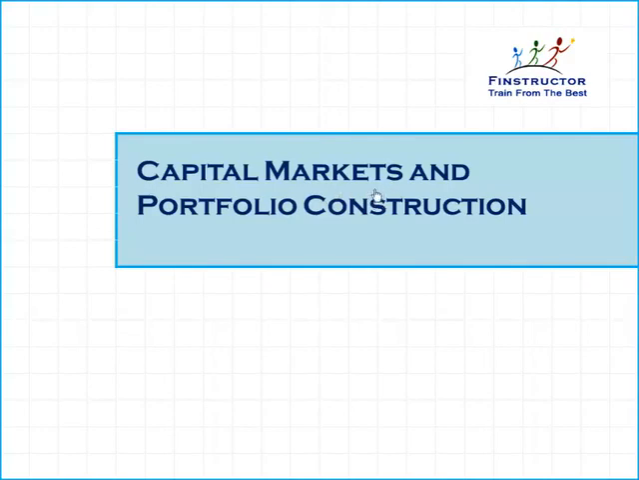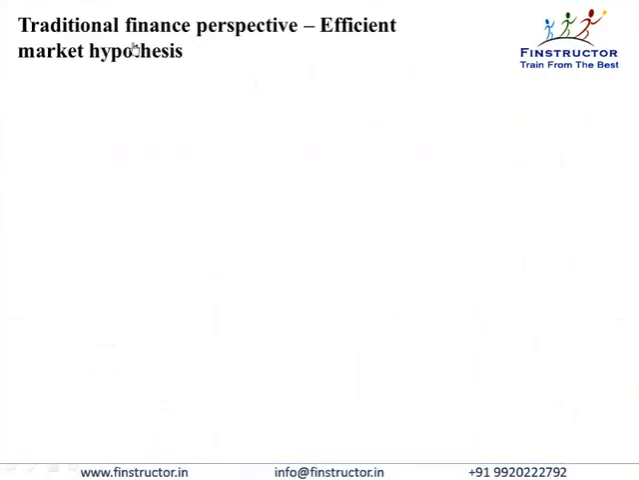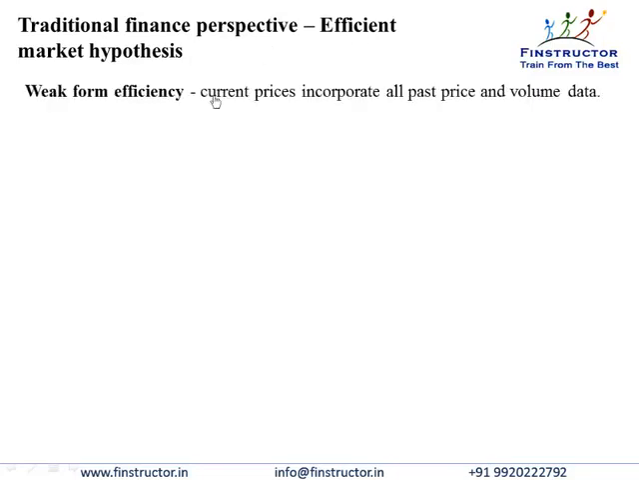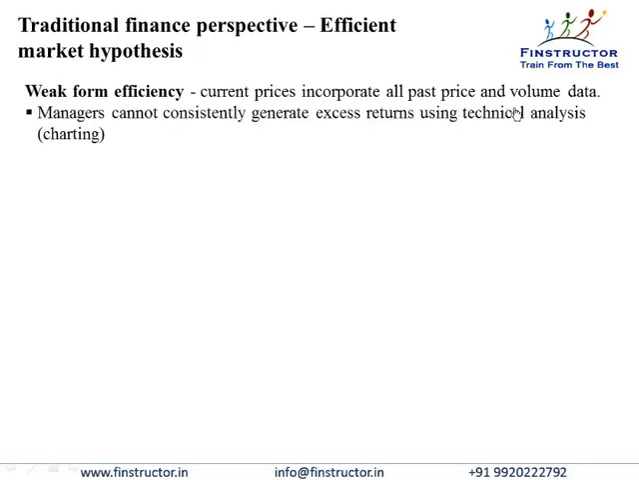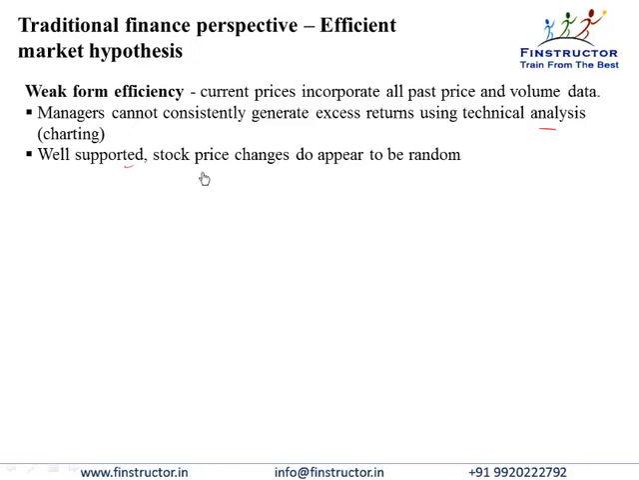We'll now move on to understanding what traditional and behavioral finance have to say about capital markets and portfolio construction. The traditional finance perspective is that markets are efficient. Just to revise, weak form efficiency says that current prices incorporate all past price and volume data. That is, managers cannot consistently generate excess returns using technical analysis alone. That is, just by analyzing charts and trying to capture trends, you will not be able to make any excess return.